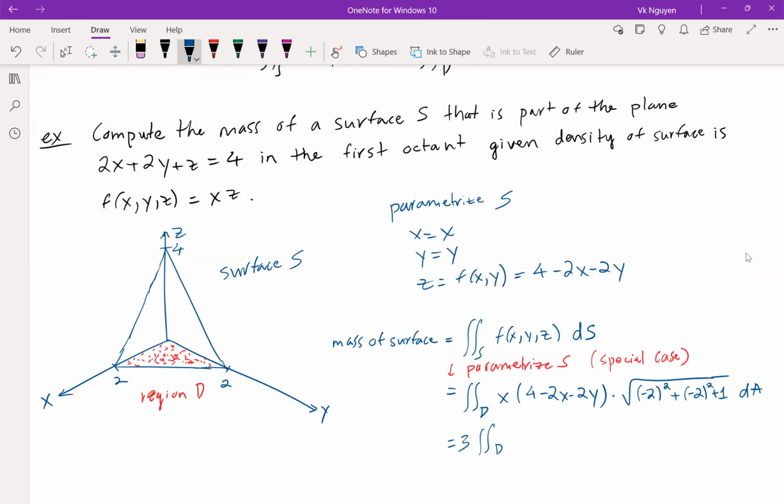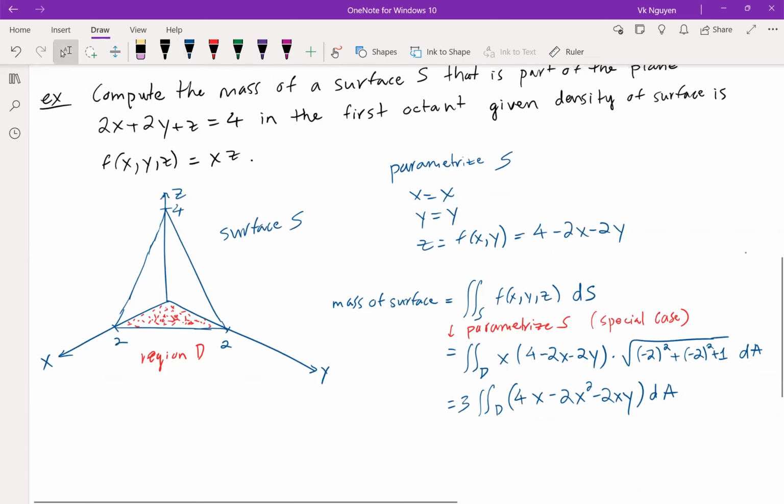Double integral over D of 4x minus 2x squared minus 2xy dA. Okay. Region D is not a rectangle, right? It's the triangular region. So you can either do dA to be dx dy or dy dx. Up to you. Doesn't matter. So I'm going to do dA to be dy dx there.